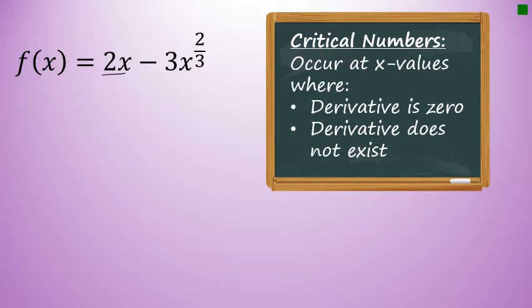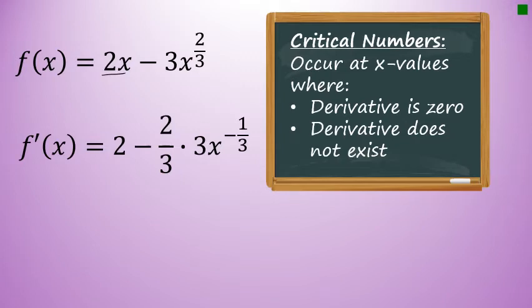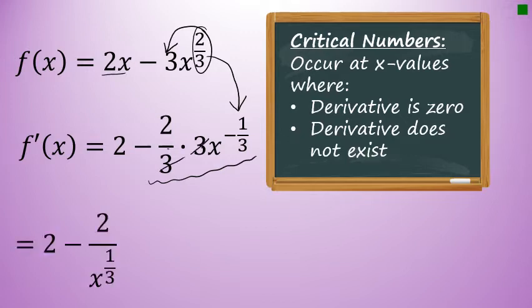The derivative of 2x is 2, and the derivative of 3x to the 2/3 will be, well, I'll bring the 2/3 down to the front and multiply it by the coefficient of 3, and then decrease the power by 1. 2/3 minus 1 is -1/3. I have the derivative at this point, but the second term in the derivative can be simplified. 2/3 times 3 is just 2, and I'll rewrite x to the -1/3 as x to the +1/3 in the denominator of that fraction.